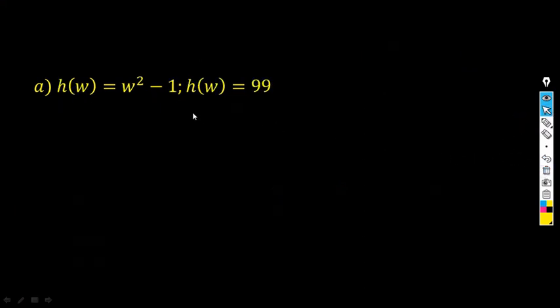And one final example, a little more complex. So h of w equals w squared minus 1, which would have been the same if I would have written h of x equals x squared minus 1, or h of z equals z squared minus 1. All these things mean exactly the same. So let's evaluate this function. Sorry, let's find out what input produces this output.